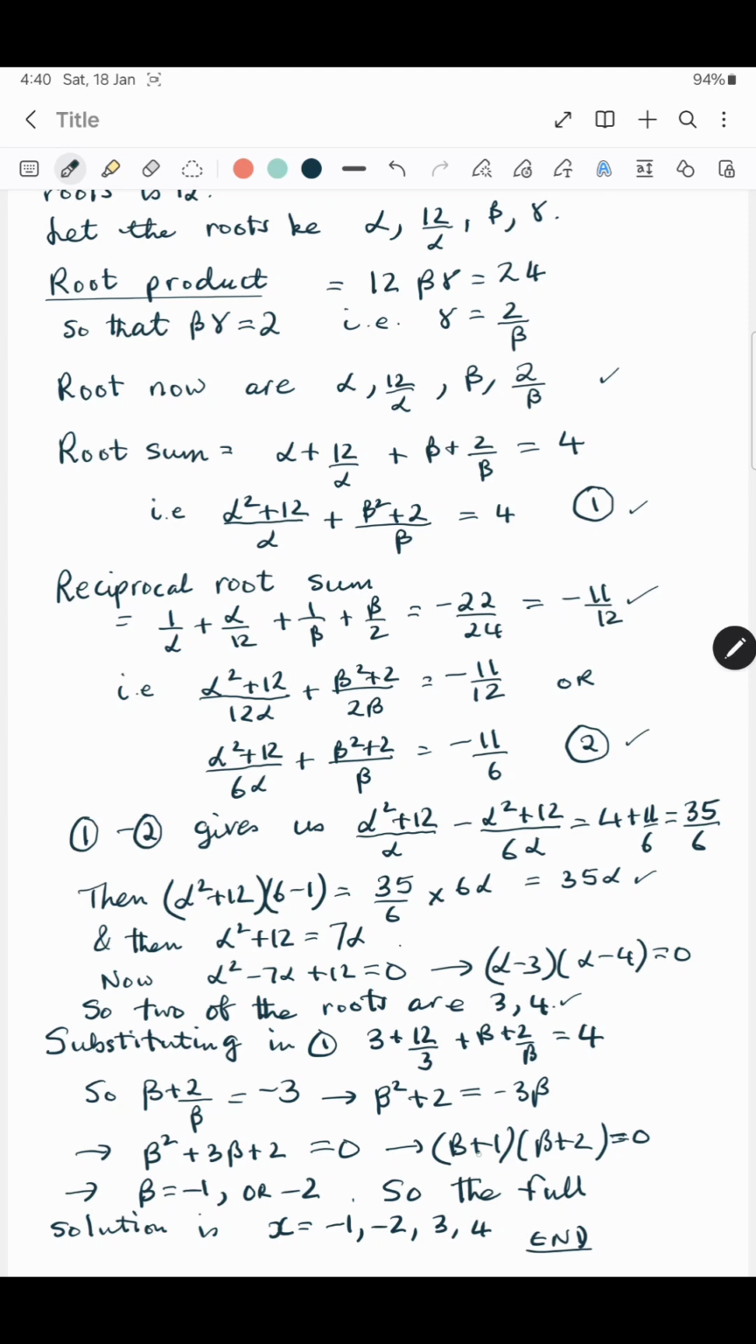And that factorizes quite easily. Beta plus 1, beta plus 2 is 0. So beta is minus 1 or minus 2. And so the full solution is x equals minus 1 or minus 2 or 3 or 4.